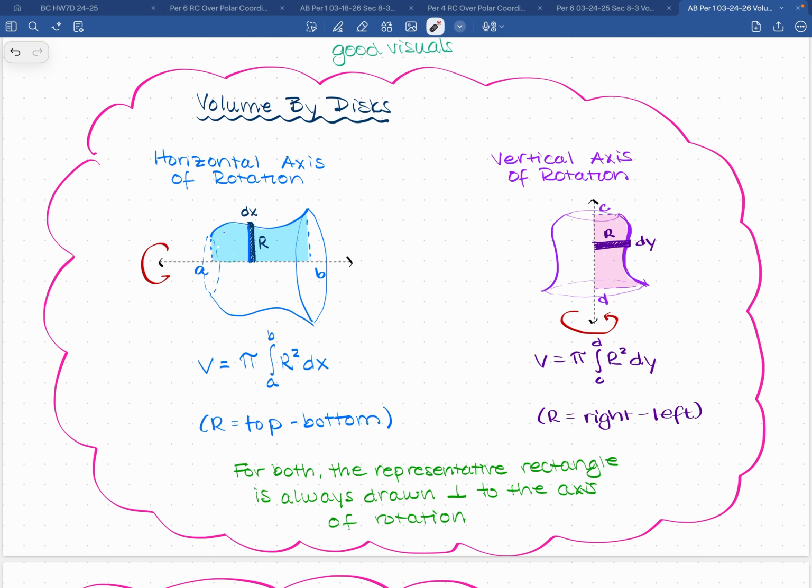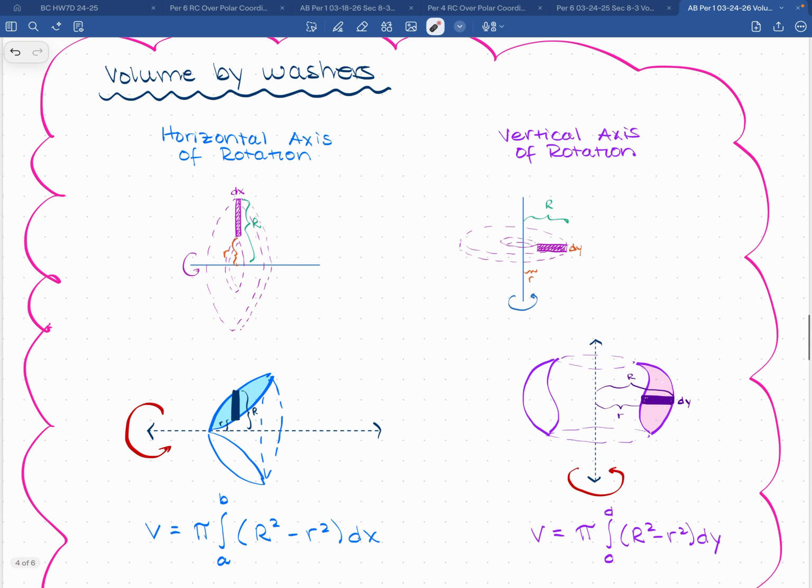If we look at washers, I wanted to draw the washer here because my pictures aren't great, so it's hard to see it in the actual solid. But remember, a washer is formed when the rectangle doesn't touch the axis of rotation. But that means that your radii, the outer and the inner radius, neither one is the actual length of the rectangle. People always want to do that. It just seems natural to want to do that. But for a washer, the length of the rectangle is nowhere to be found in the formula.